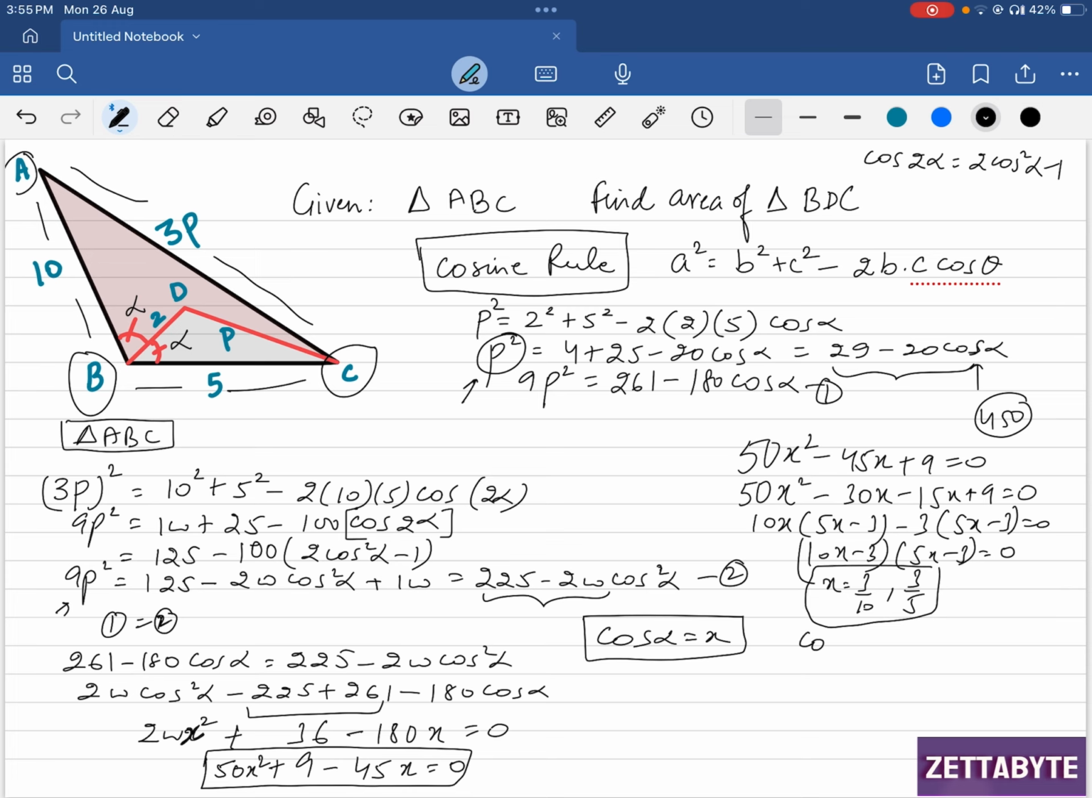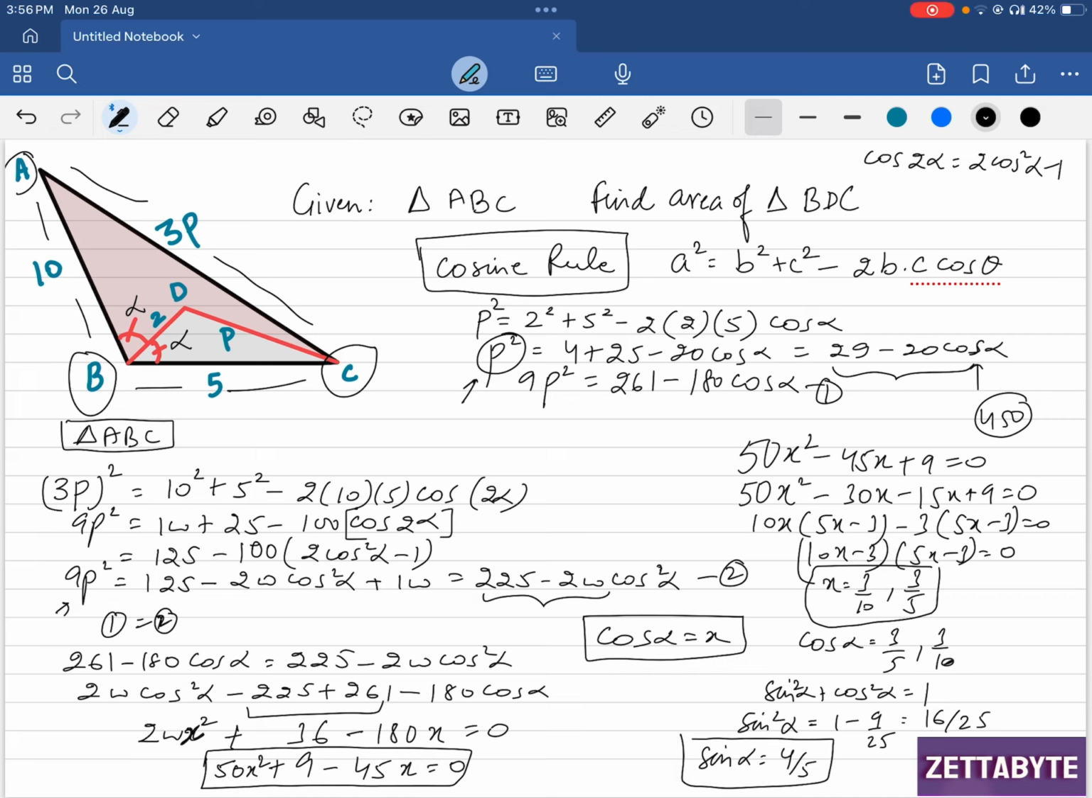So cos alpha is equal to 3 over 5 or 3 over 10. If cos alpha is 3 upon 5, we have to find sine alpha. How do you find sine alpha? Sine square alpha plus cos square alpha is equal to 1. So cos square alpha will be 9 upon 25. So sine square alpha is going to be 1 minus 9 upon 25, which is 16 over 25. So sine alpha is going to be 4 upon 5.